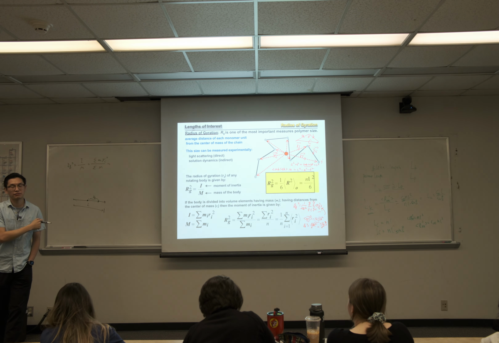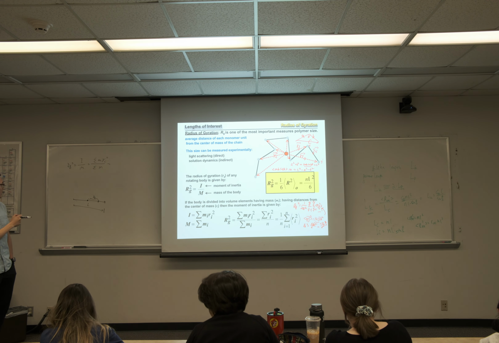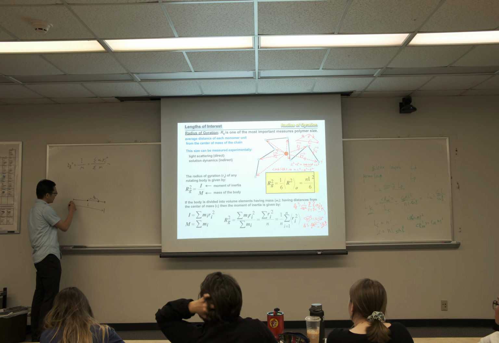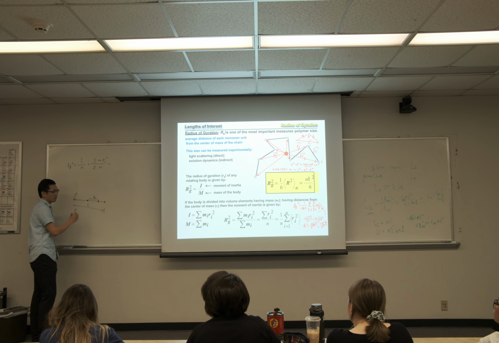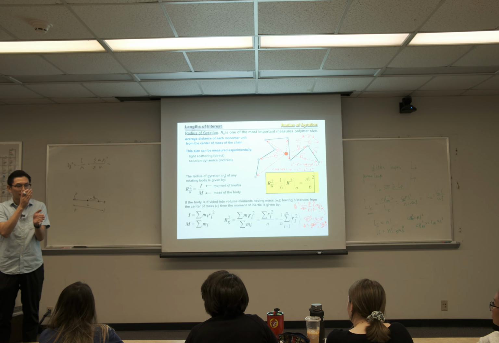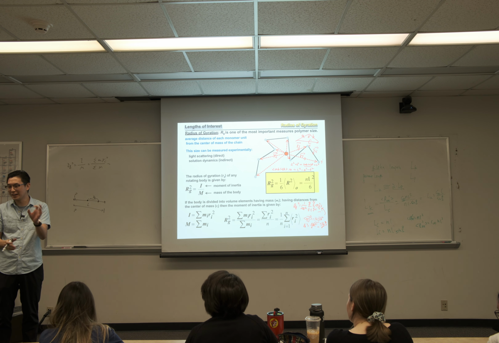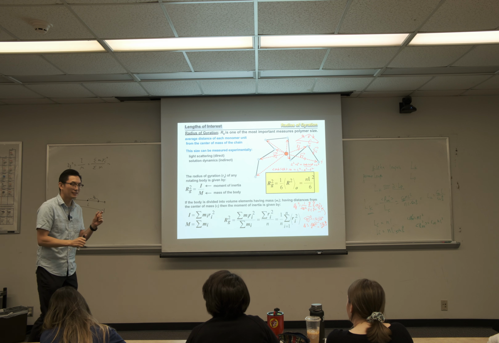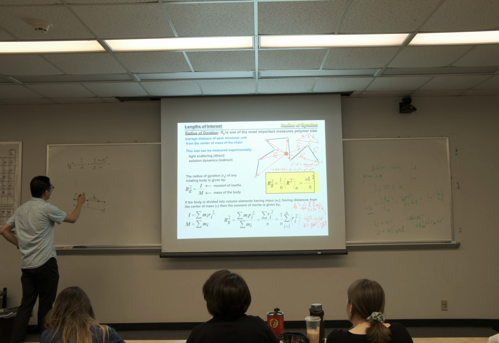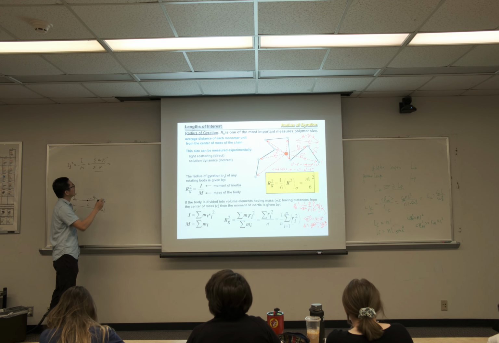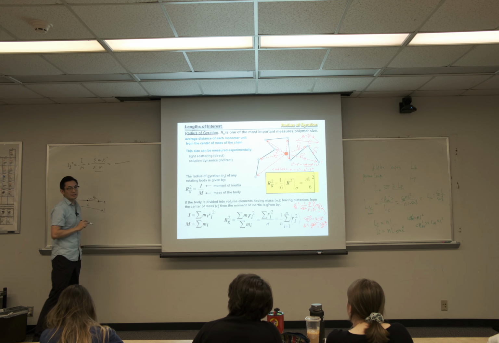So what's the mass for the rod? Let's assume you have a rod of length L. Each segment has a density of rho. Does that make sense? If we chop the rod, it has density rho per segment. So what's the mass of the total rod?